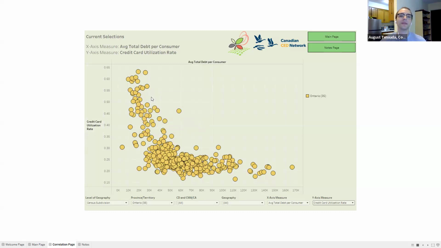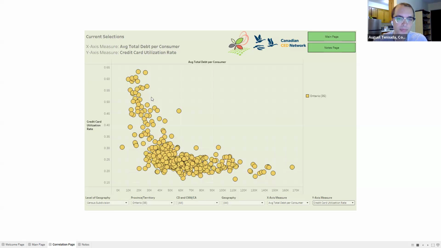And what this probably means is that these consumers have low credit score, right? So they have high credit card utilization rate, but probably a low credit score. And that's why their total debt is low. So if you're using your credit card a lot and you're maxing it out, you're going delinquent on it, then your credit score is going to be lower, right?